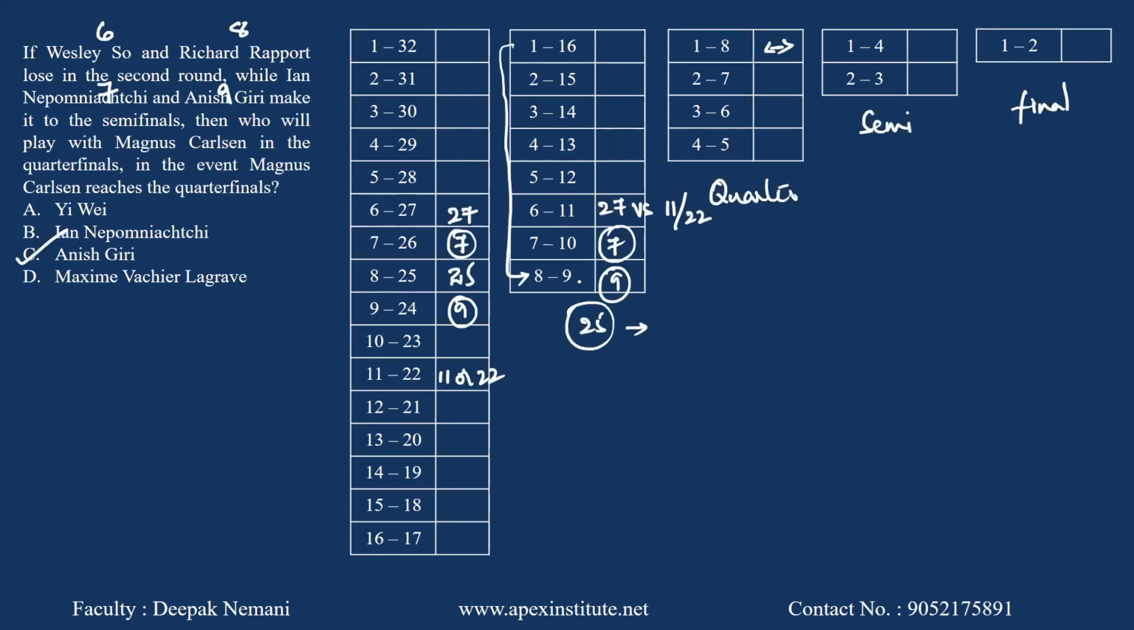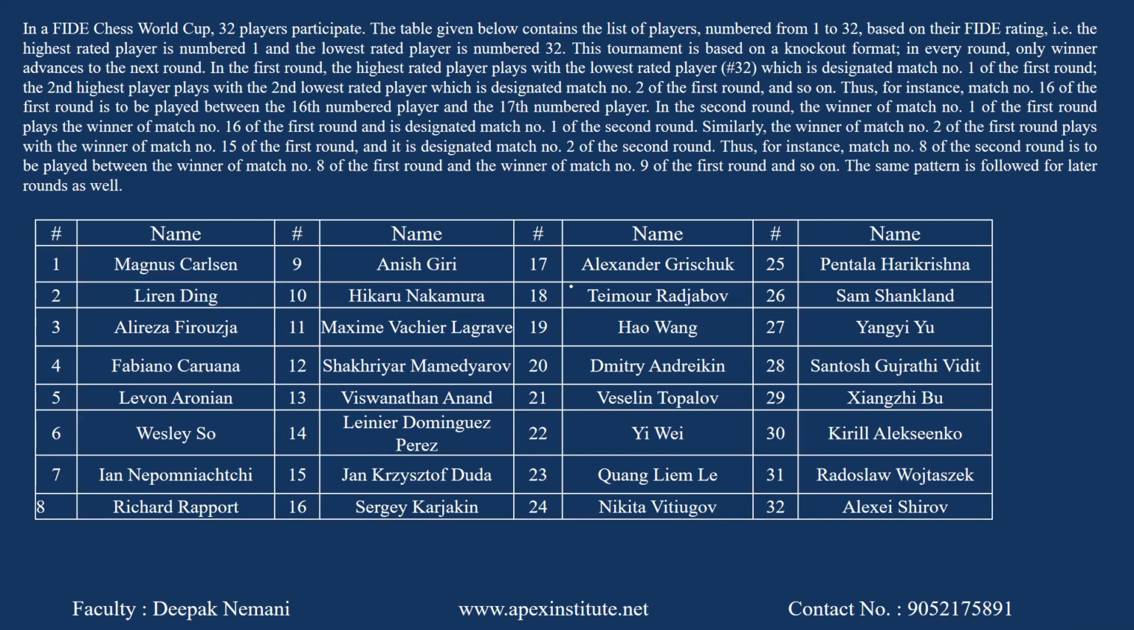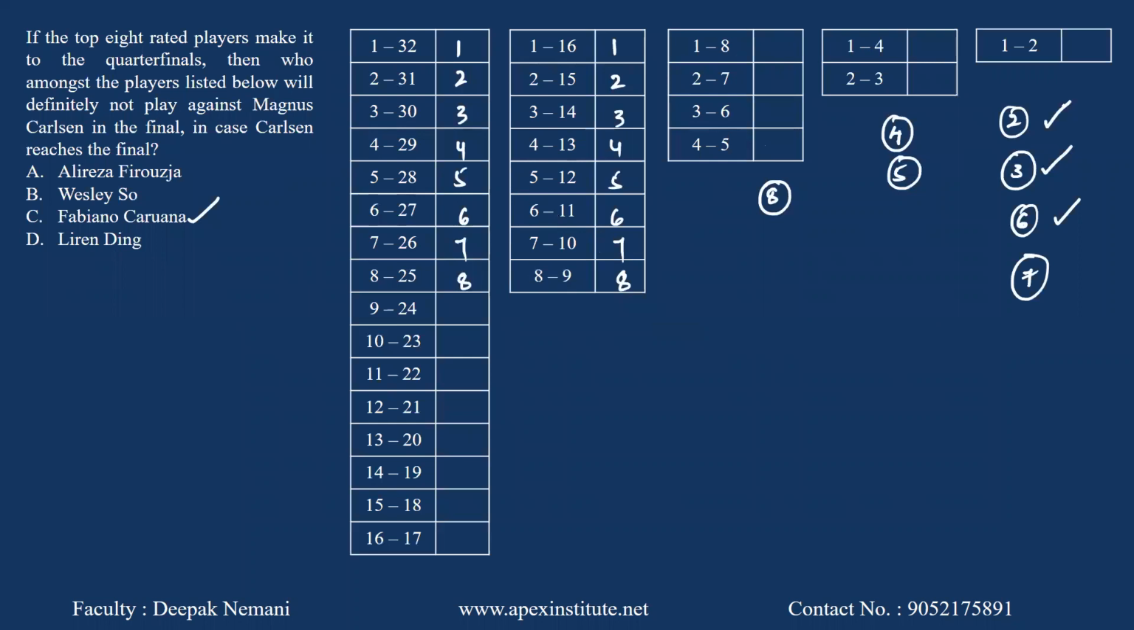And Liren Ding, what is the rank of Liren Ding? 2. So he can play with Liren Ding in the finals. But he will not be playing with Fabiano in the finals for sure, because he might play with Fabiano in the semifinals. So the answer for this question should be options.